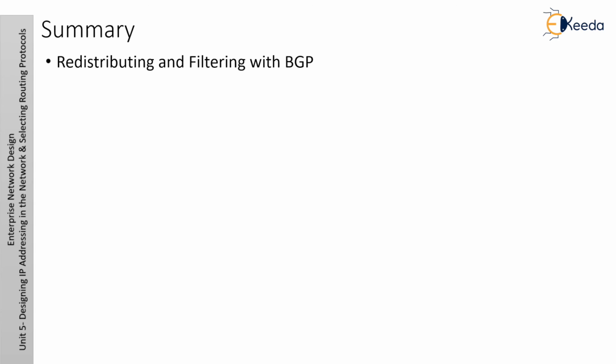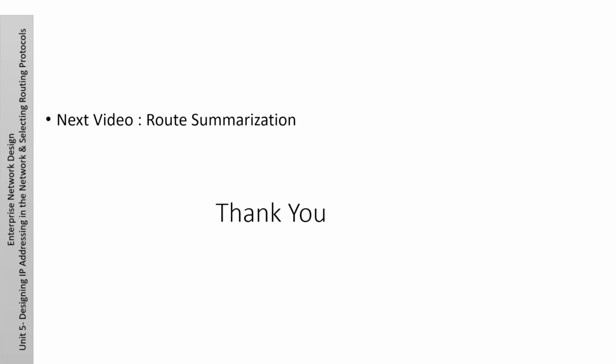So here we have discussed redistributing and filtering with BGP. In the next lecture, we will cover route summarization. This is the last topic of Unit 5.